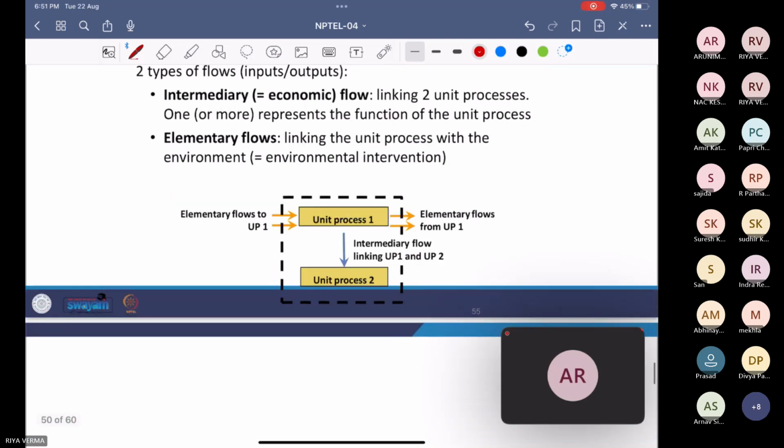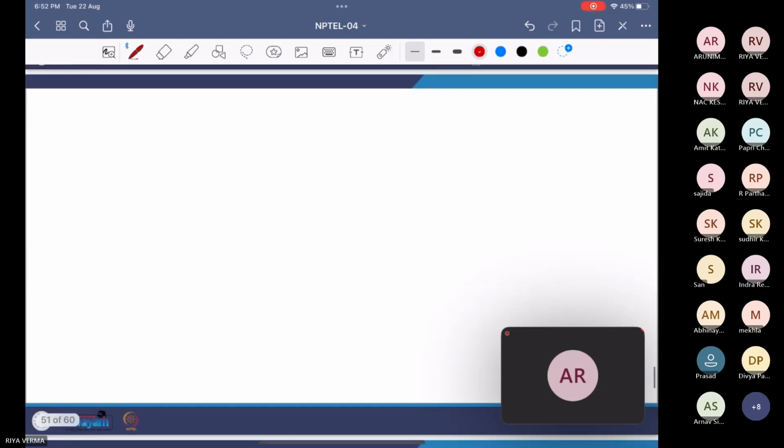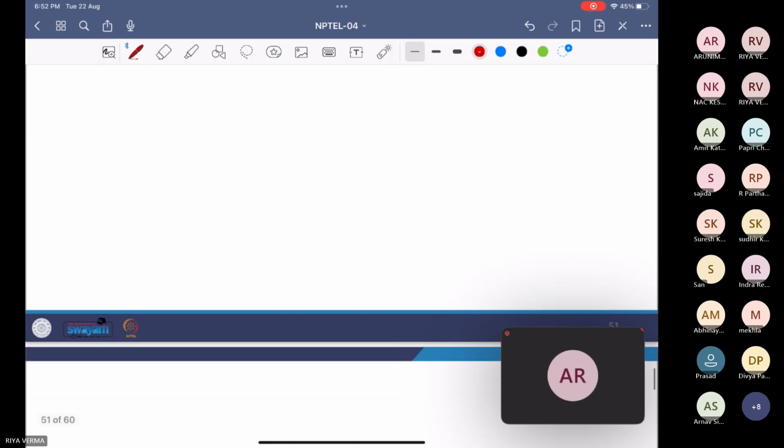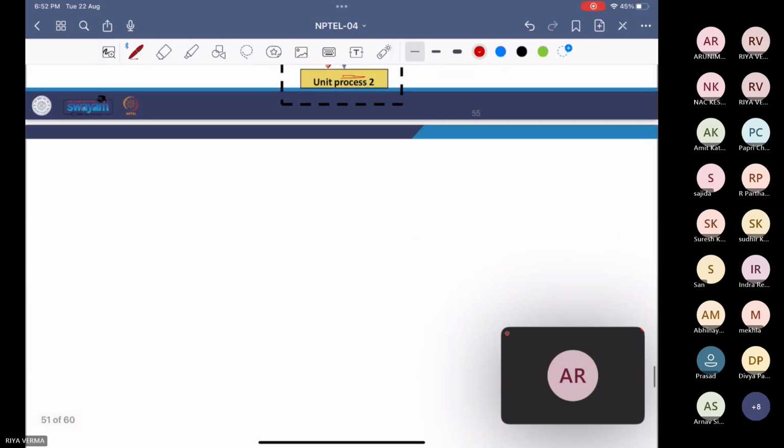Then this is a flow chart about the unit process, that we have some elementary flows to unit process one, and we are getting some output from the unit process one. Then we can have other unit process, or maybe these both process may be linked. For example, during a formation of a product, we have raw material extraction, then we have manufacturing. So both are different unit process, and we have different flows for the input and output of that process. So that's it for the theory part.